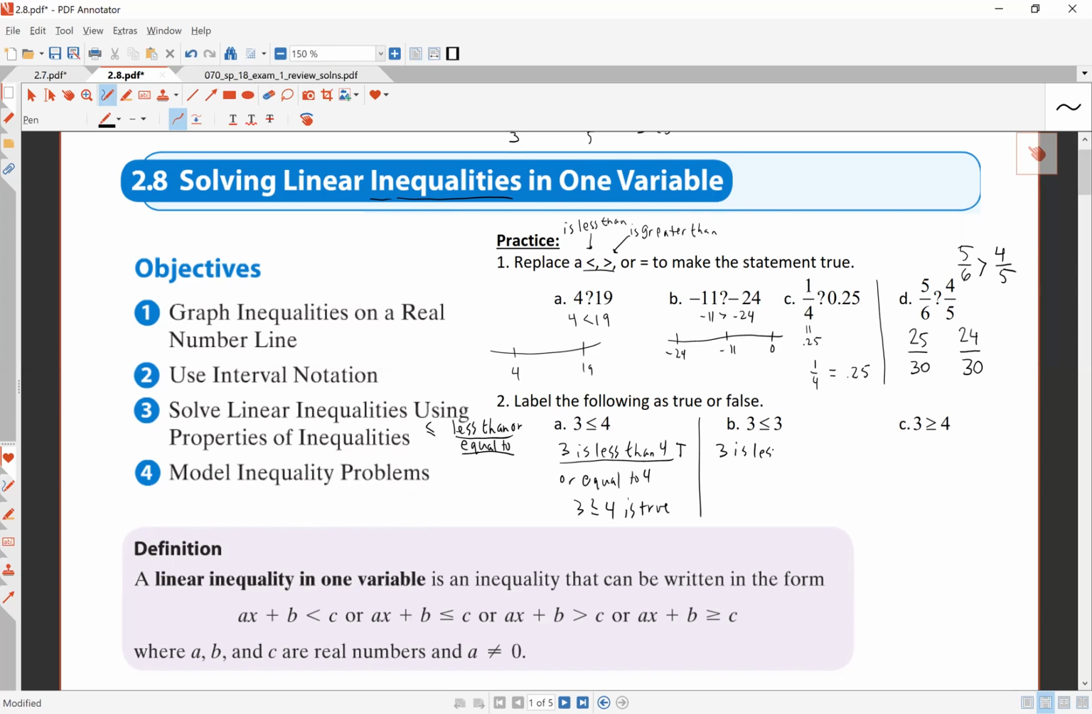And finally, letter C, 3 is greater than or equal to 4. 3 is not greater than 4, so that's false. 3 is equal to 4. That's also false. Since both of those are false, we say 3 is greater than or equal to 4 is false.